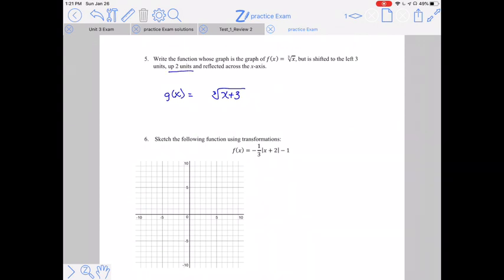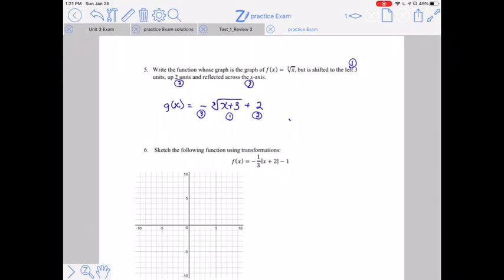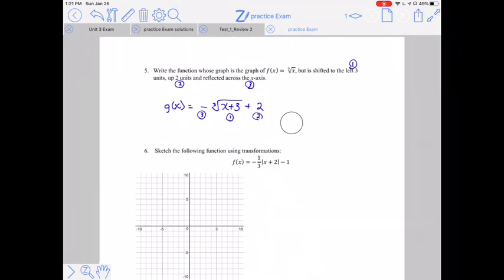The graph moves up 2 units, since that's a vertical transformation that occurs outside the function, so that's going to go up 2 units. And then reflected across the x-axis, reflections are just negative signs. And since it's a vertical reflecting across the x-axis, that's going to occur outside the function. So if this is transformation number 1, this occurs right here. If this is transformation number 2, that occurs here. And then the reflection, if that's transformation number 3, that is represented by that minus sign right there.